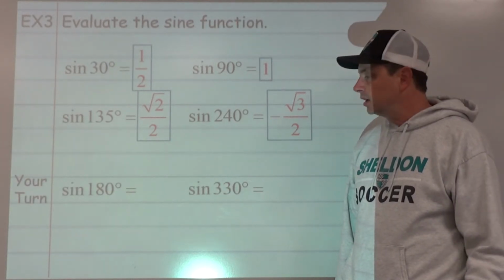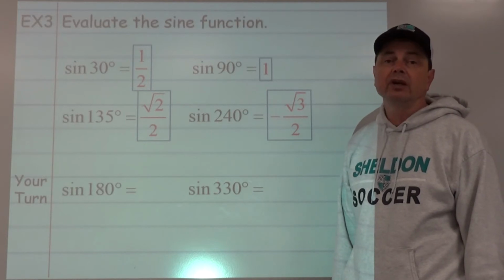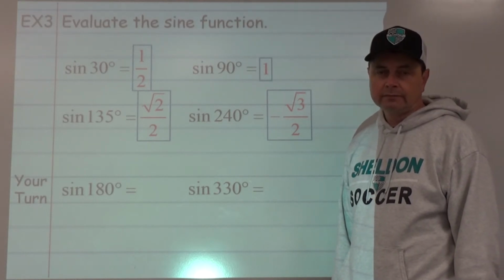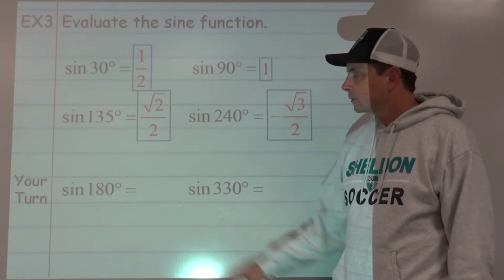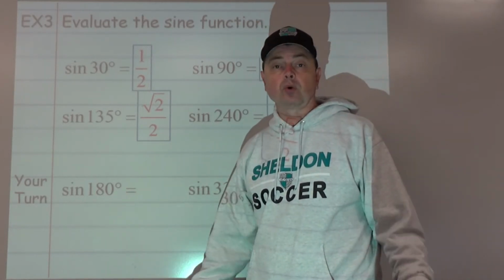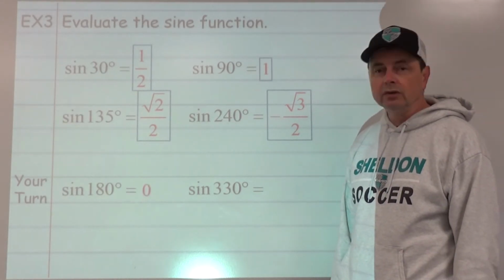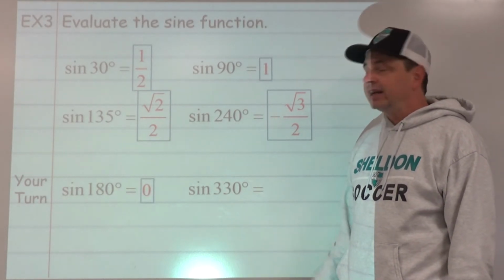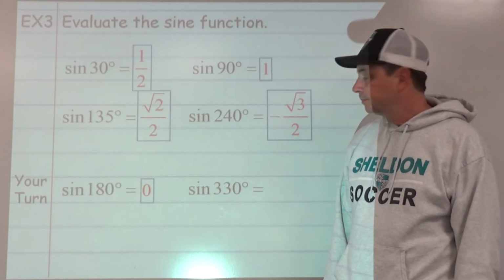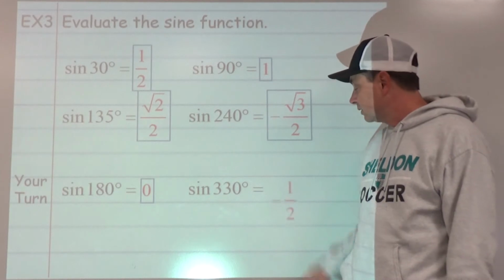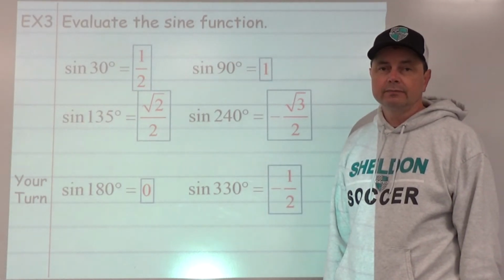All right, pause here as you determine sine of 180 degrees and sine of 330 degrees. All right, sine of 180 degrees, the coordinates are negative 1 comma 0, so the y coordinate is 0. And the sine of 330 degrees: square root of 3/2 comma negative 1/2. So we're talking about negative 1/2 for the sine value.